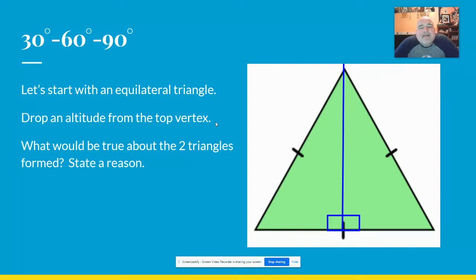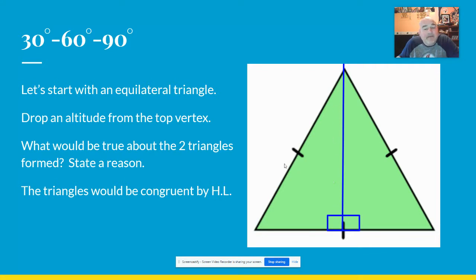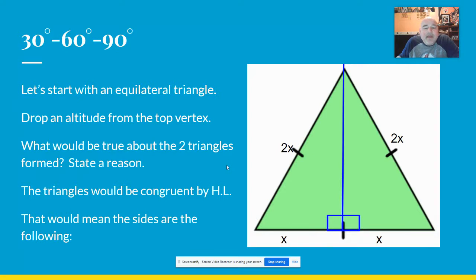Notice that divides this equilateral triangle into 2 triangles. What would be true about them? Yeah, they're congruent. Why are they congruent? Because of the hypotenuse leg theorem. These two sides become the hypotenuses, and they share this leg. So it's reflexive, so it's HL. That would mean that the sides are the following: 2x, 2x, and these sides down here have to be x and x because this altitude bisected this side.